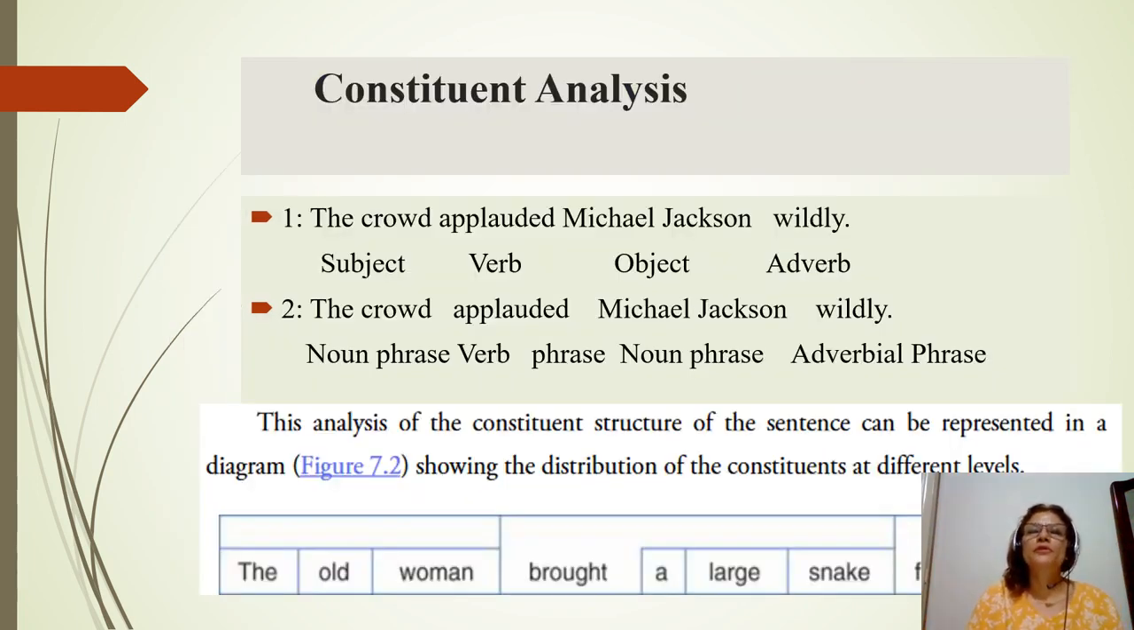Constituent analysis refers to the breaking down of sentences into clauses, phrases, words, or morphemes. A sentence can be divided into more than one level of constituents. For example, the crowd applauded Michael Jackson wildly. I have the crowd, noun phrase, applauded, verb phrase, Michael Jackson, noun phrase, and wildly is the adverbial phrase. Another example in here is the following. The old woman brought a large snake from the mountain.